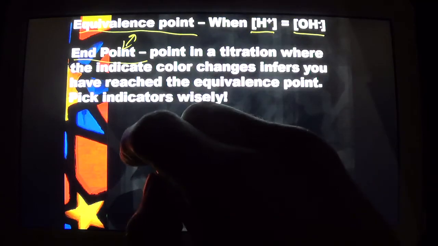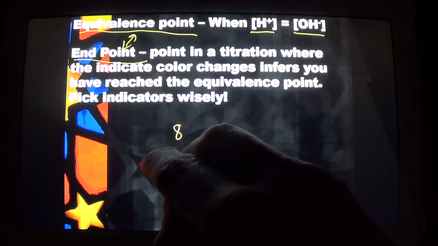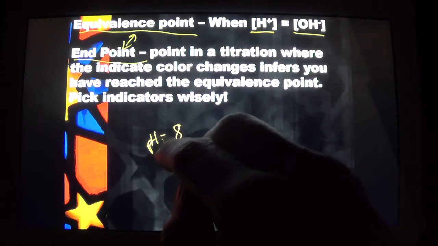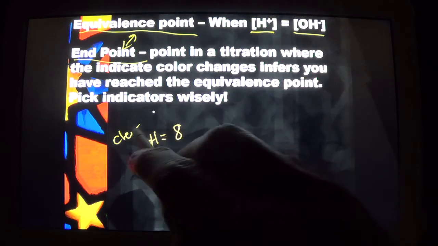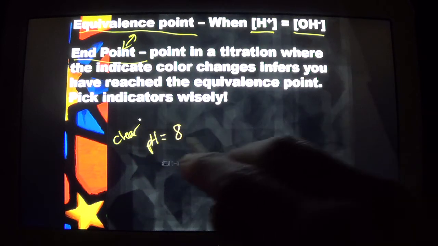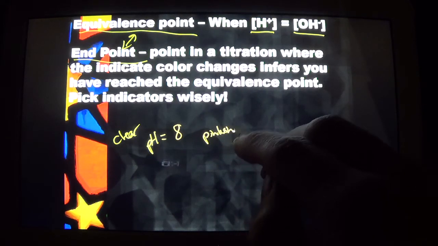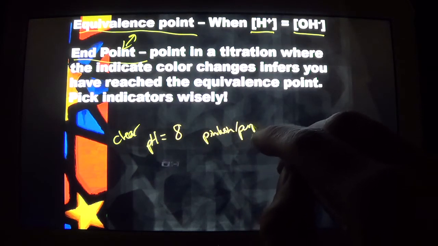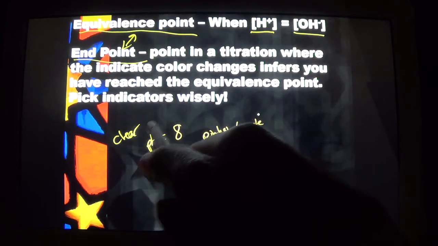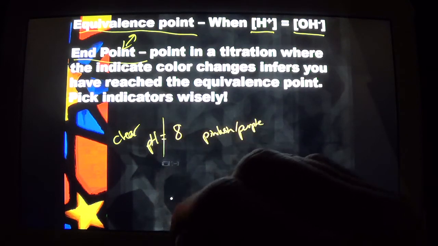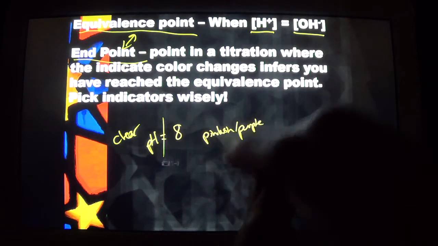Okay, for instance, one of our most common indicators, phenolphthalein, changes around a pH of 8. So before pH of 8, it is clear. And after, that's clear by the way, after pH of 8, it's a pinkish purple. We say pink, but honestly, it quite often can look purple, especially if you use a lot of it. And that happens right at 8. So it's like clear, clear, clear, clear, clear. Oh, we hit 8, purple, purple, purple, purple, purple.